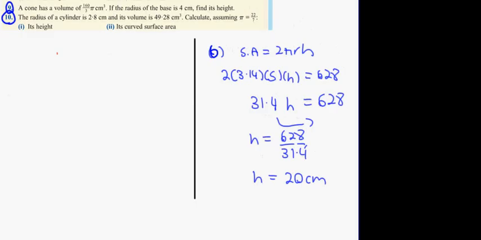Okay, number 9. A cone has a volume of 160 over 3 pi. Okay? Cone has a volume of a cone.